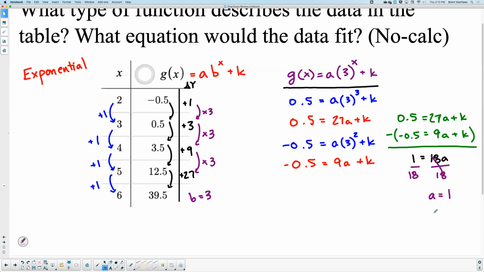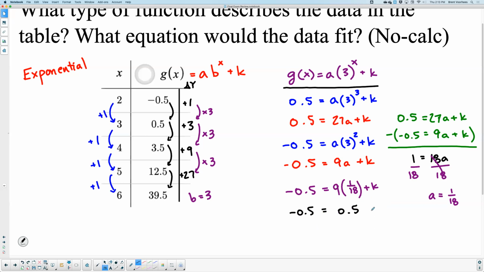A is 1 over 18. And so now I can choose any equation. Let's just use this one. Negative 0.5 would equal 9 times 1 over 18 plus k. What is 9 times 1 over 18? Or what is 9/18? 1/2. So negative 0.5 equals 0.5.